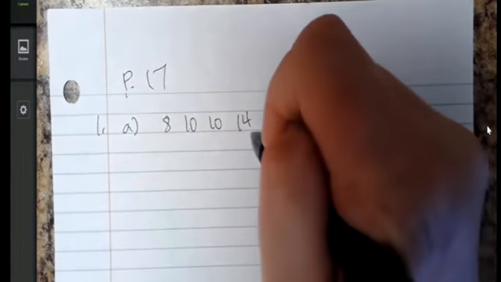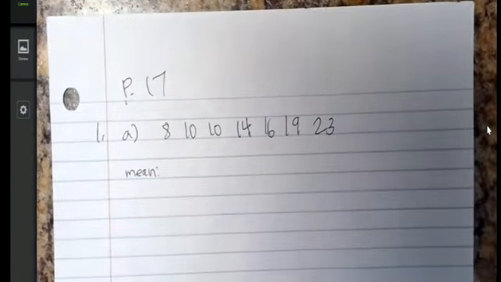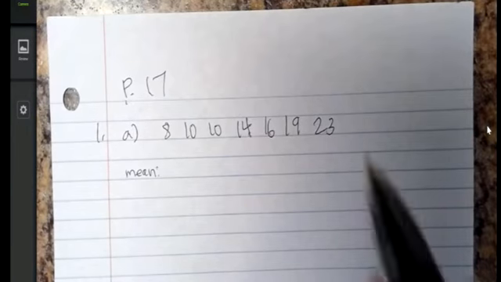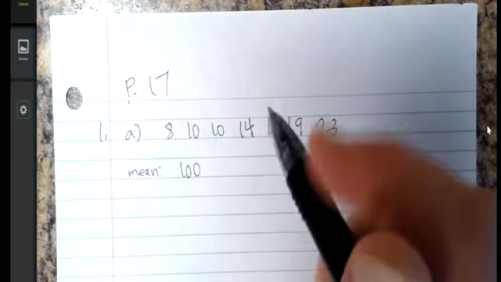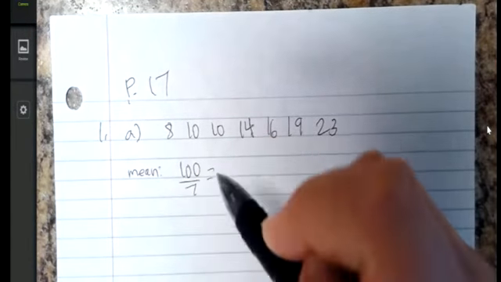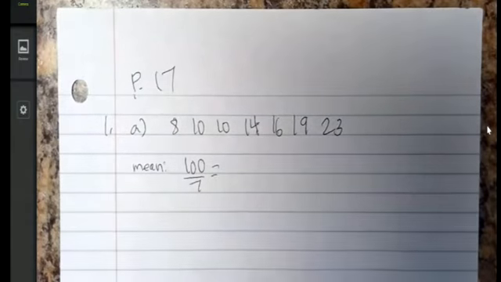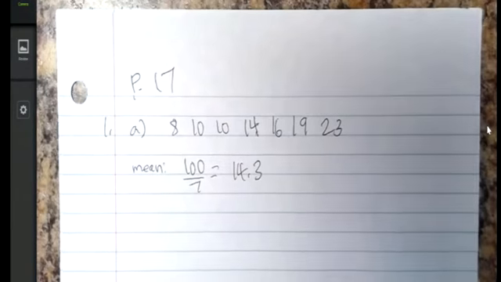All right. Let's do mean. 8 add 10, add 10, add 14, add 16, add 19, add 23 comes out to exactly 100. And there are 7 numbers. 100 divided by 7 is 14.28, so 14.3. That's the mean.